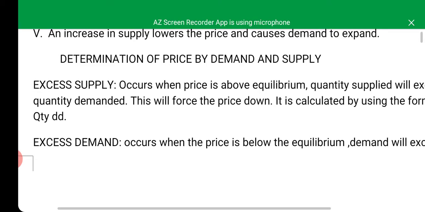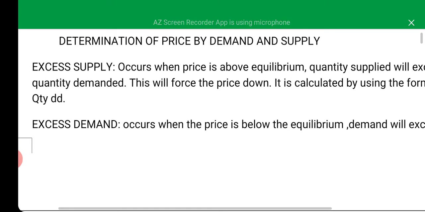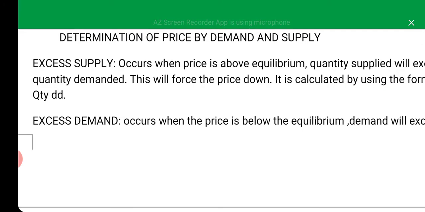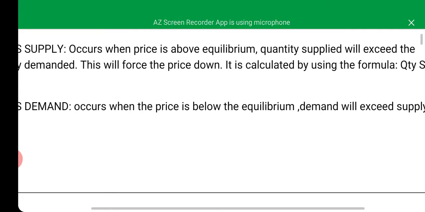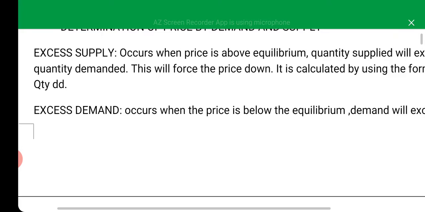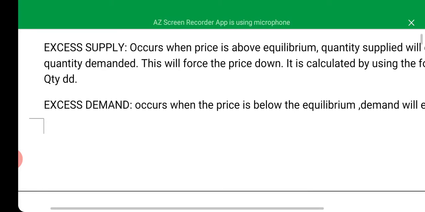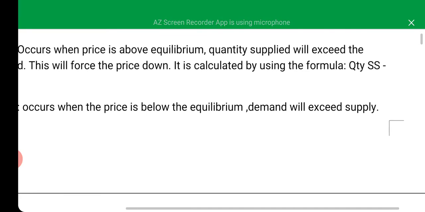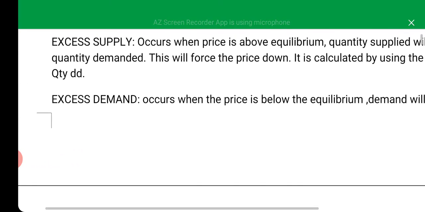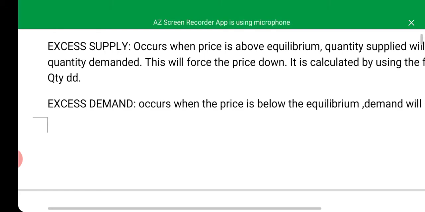Then determination of price by demand and supply. We have excess supply. Excess supply occurs when the price is above equilibrium and quantity supplied will exceed the quantity demanded. So this will force the price down because the product will be more available in the market, and the consumers will like to go for the lowest price. So it is calculated by using the formula quantity supplied minus quantity demanded. So this will give us the answer for the excess supply.